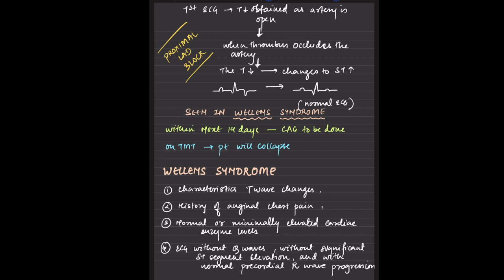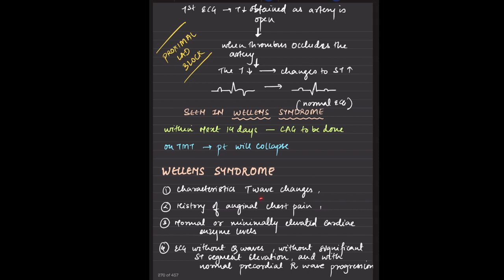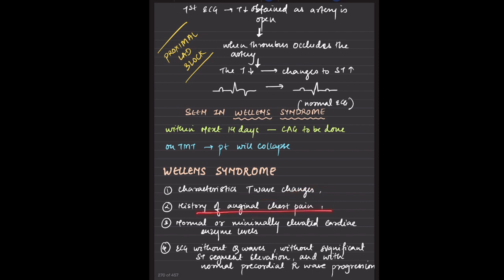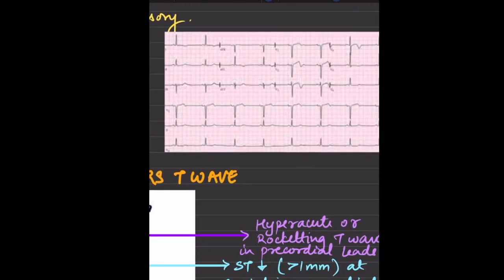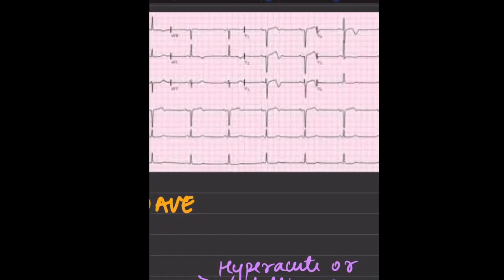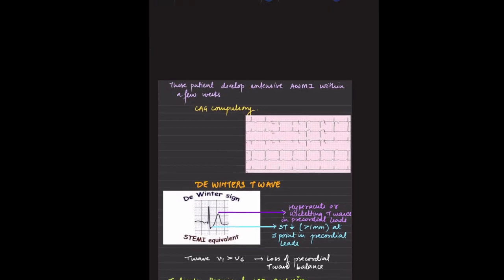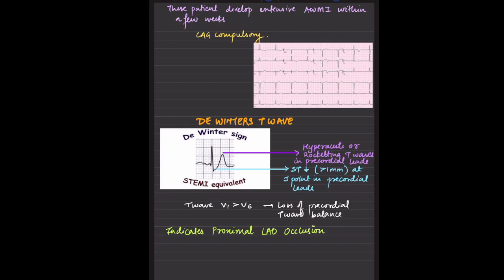and TMT should not be performed in them as the patient can collapse. In Wellen syndrome, we have characteristic T wave changes. We have a history of anginal chest pain, normal or minimally elevated cardiac enzymes, and an ECG without Q waves and without significant ST segment elevation. See over here, these things. These patients develop extensive anterior wall MI, very important. CAG is compulsory in these patients.